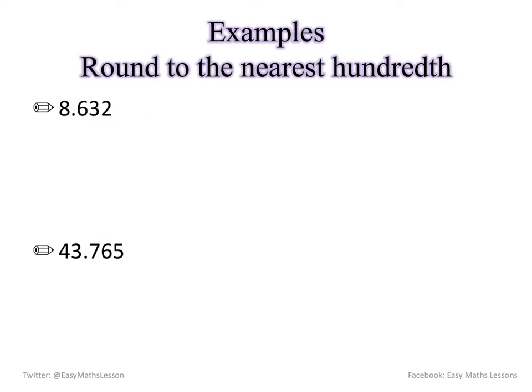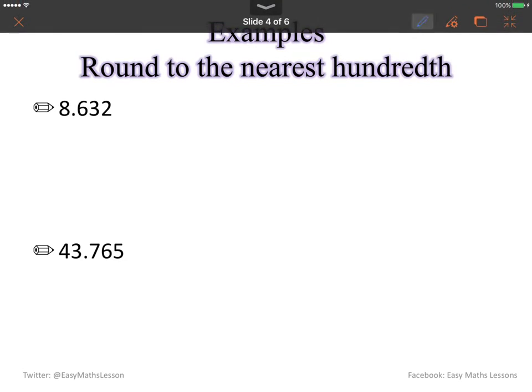My next question is asking me for the nearest hundredth. Now the nearest 100th is the second decimal place. There's a second one in this 3 here. I can do it in one of two ways. I can either just look at these two and say, well, that's 32, and 32 is closer to 30 than it is to 40, and therefore 8.63.